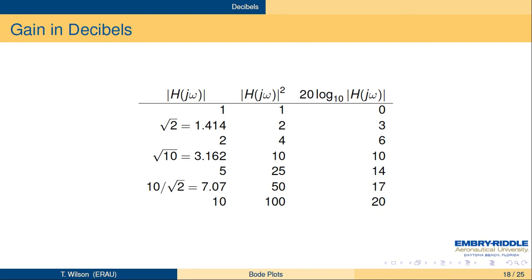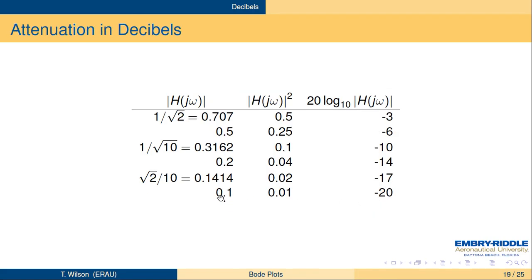And then a gain of 7.07, or 10 over the square root of 2, is a power gain of 50, and that's a 17 dB gain. And then a gain factor of 10 is a power gain of 100, and that's 20 dB. So every increment of 20 dB is a multiplicative factor of 10.